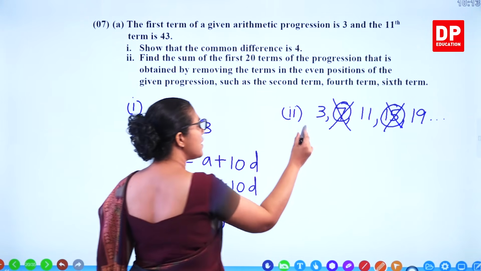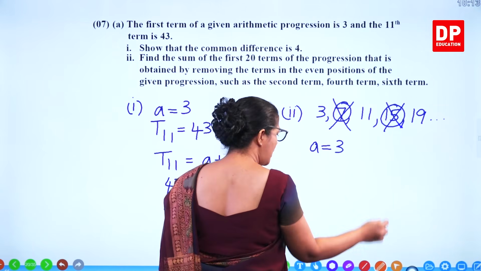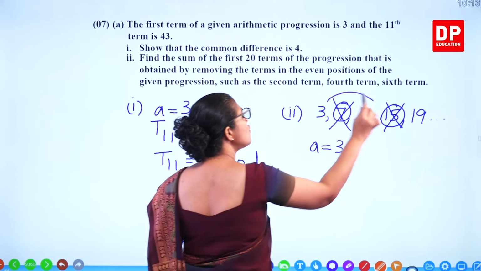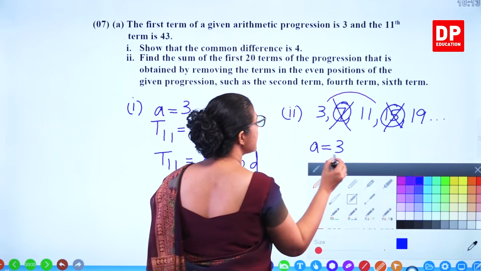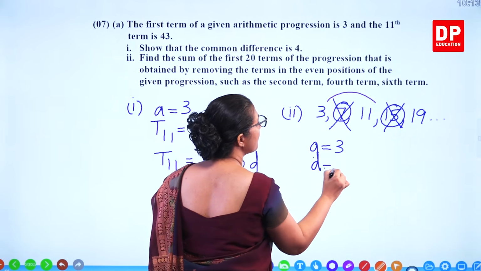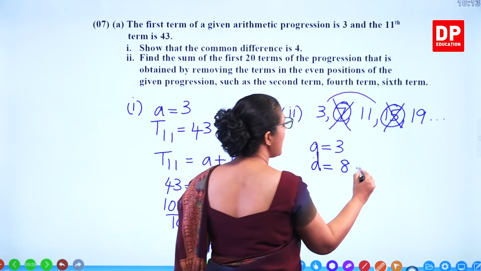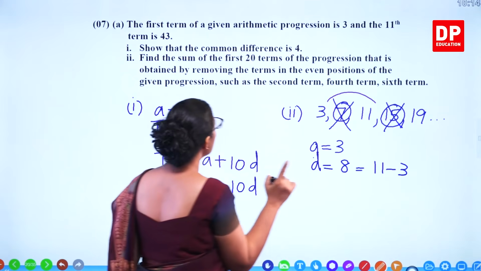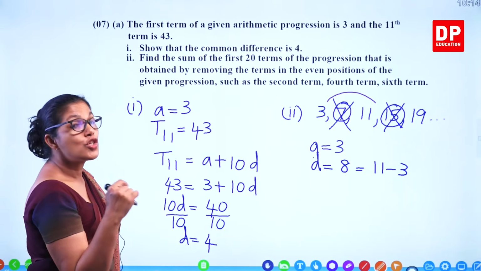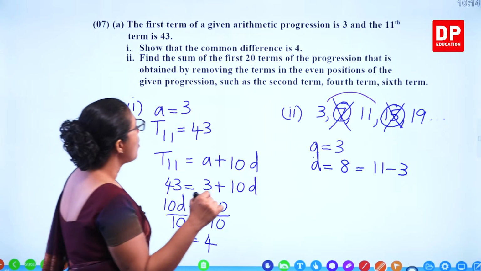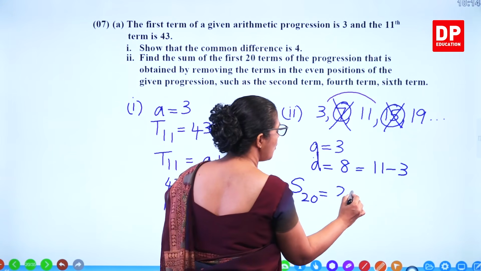So that means the first term of the new sequence is 3. What's the difference now? You have to calculate the difference from these two, 11 minus 3. So what is 11 minus 3? It is 8. So the difference is 8 now. How did you get 8? 11 minus 3. We know the first term now, and the difference is 8. Sum of first 20 terms. So how do you find it out? S20. You can use n over 2.